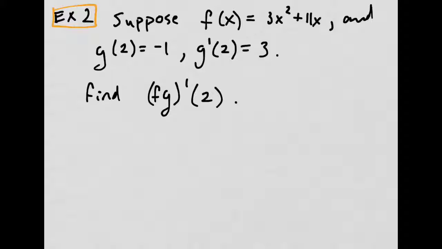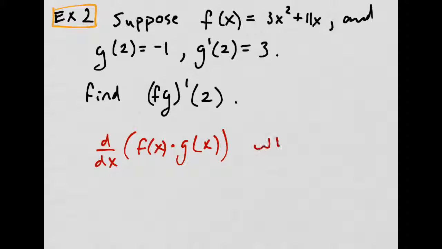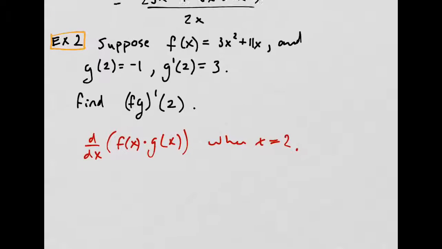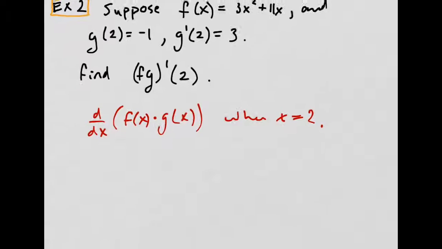So what do we have here? We have f times g, and then we take the derivative and plug in a 2. That's the same thing as saying d dx of f of x times g of x, when x equals 2. So that's pretty much all I wanted to say for that one, but I'll finish it.